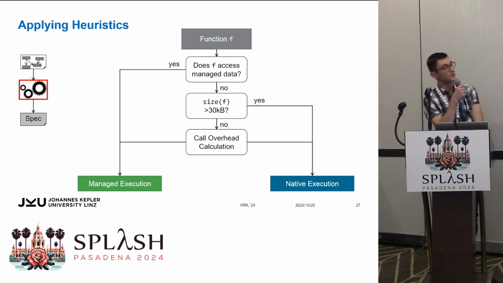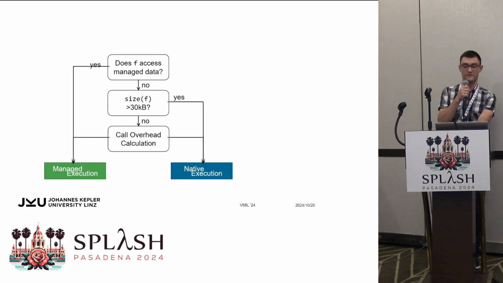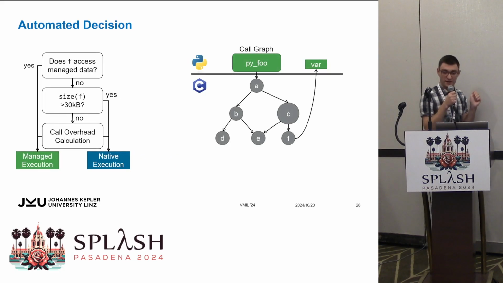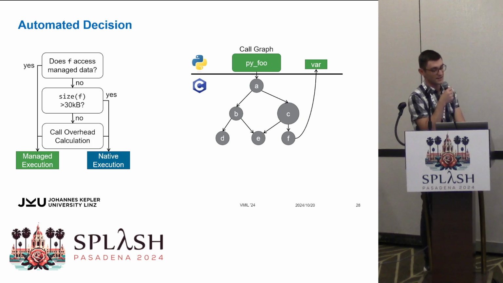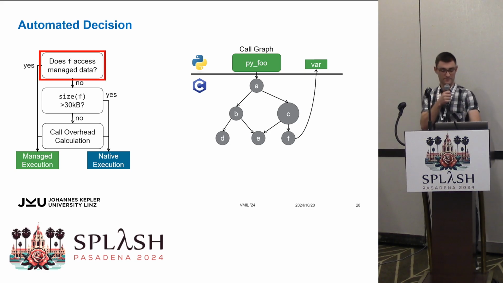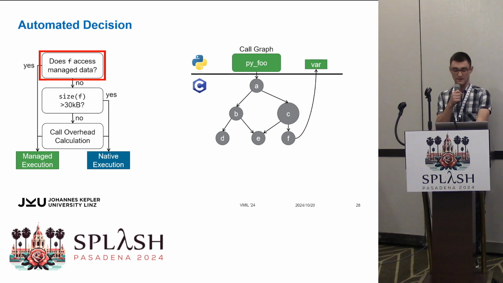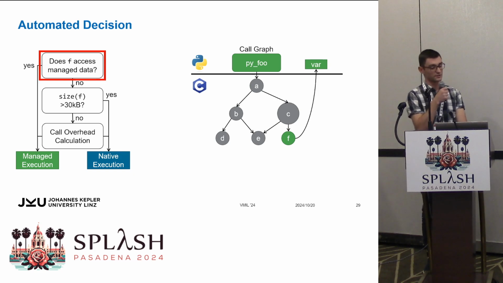And with this, our simple, fast heuristics are finished. So as an example, we use a Python application that has a C extension, and now we take a look at the C extension. First, we check if the function accesses managed data. This is the case, because the function f accesses the Python data var. Therefore, f has to go for managed execution.